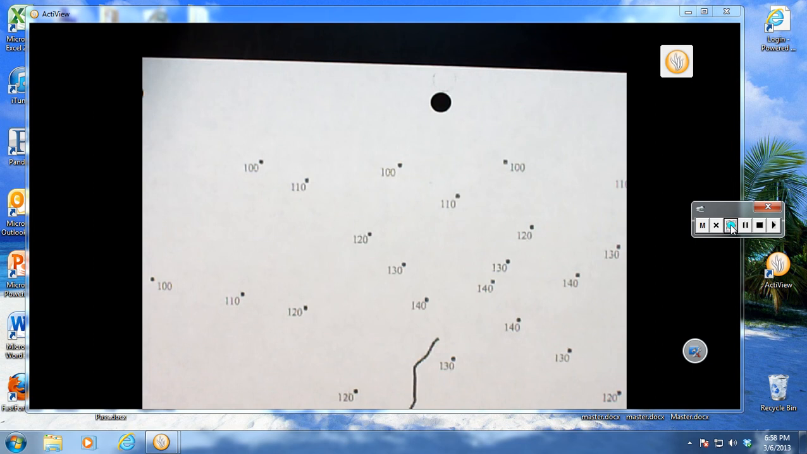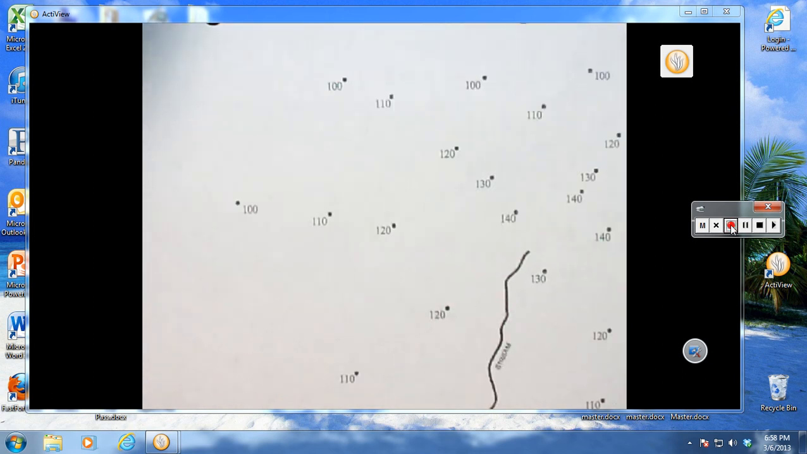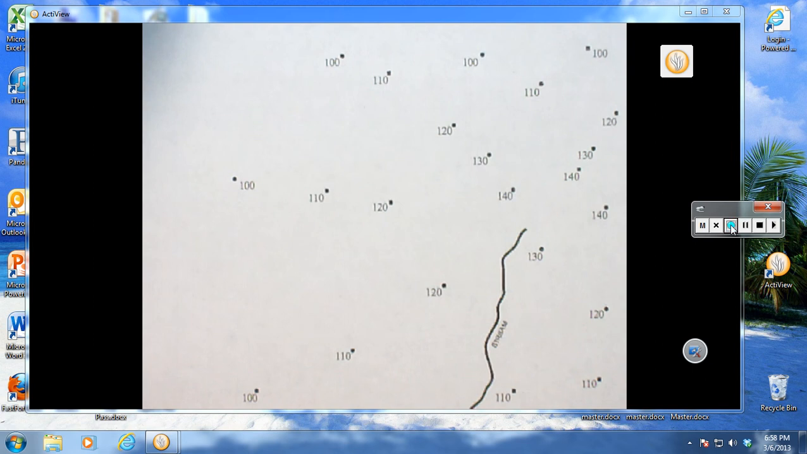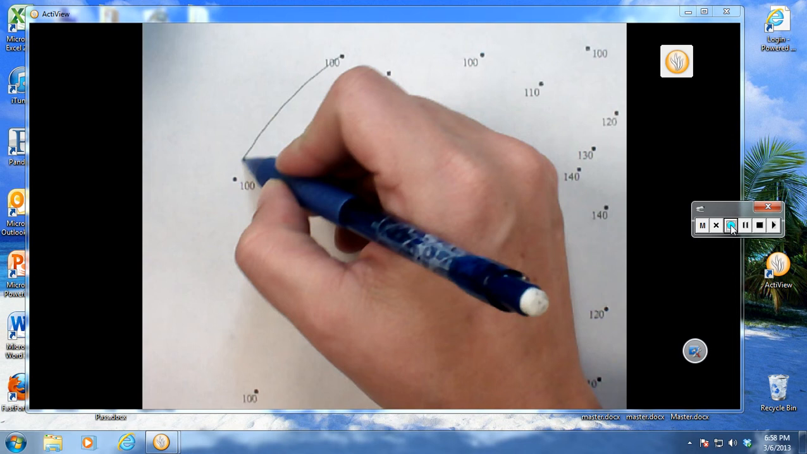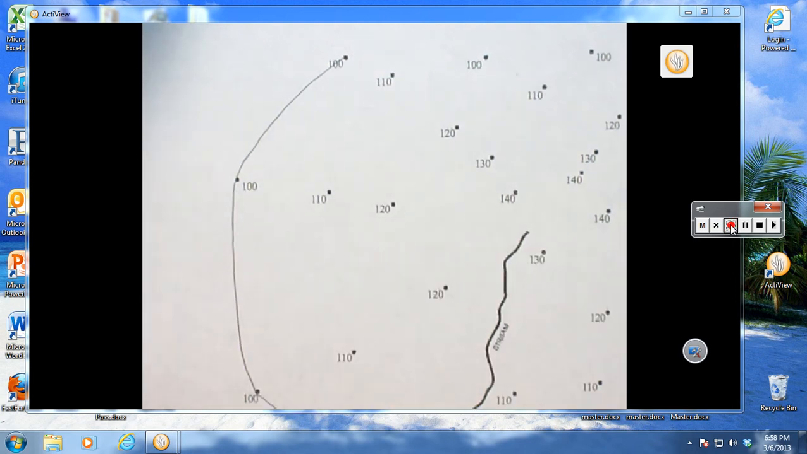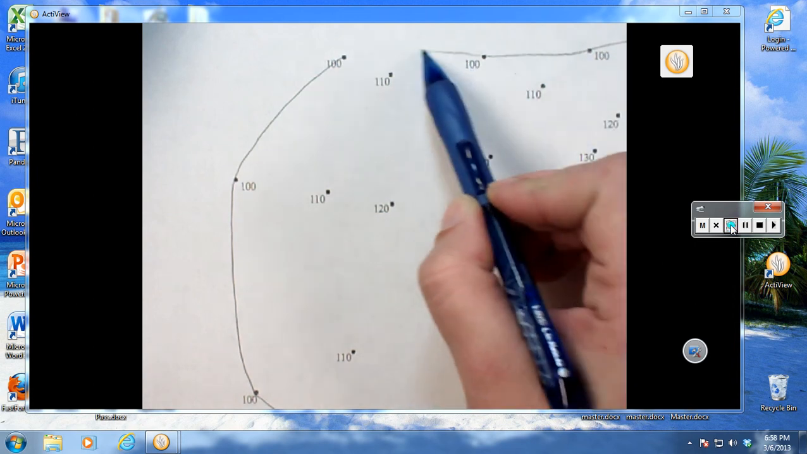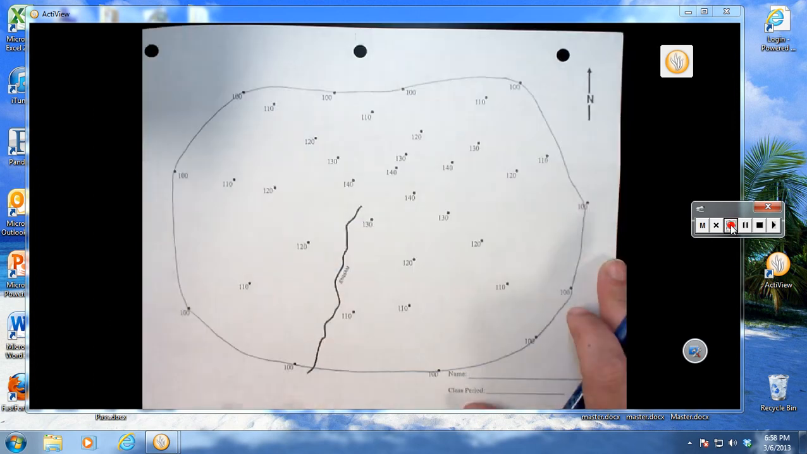So the first one that you have to do is the 100s, and it's kind of like doing connecting the dots, but you're connecting all the points at 100, because remember, a contour line shows all the points at the same elevation. So you're going to start with 100, and you are just going to go through and connect these points that are all at 100. So in the end, you have something that looks kind of like this.